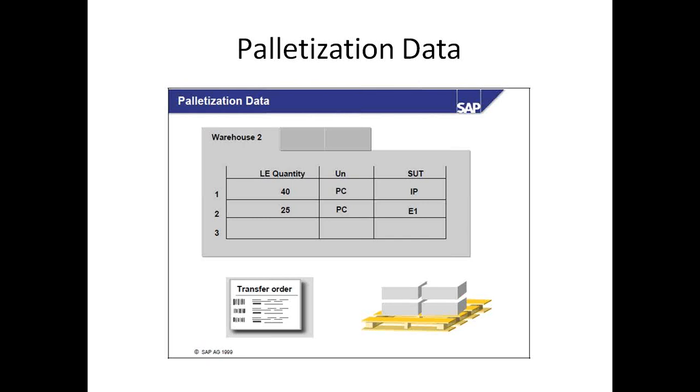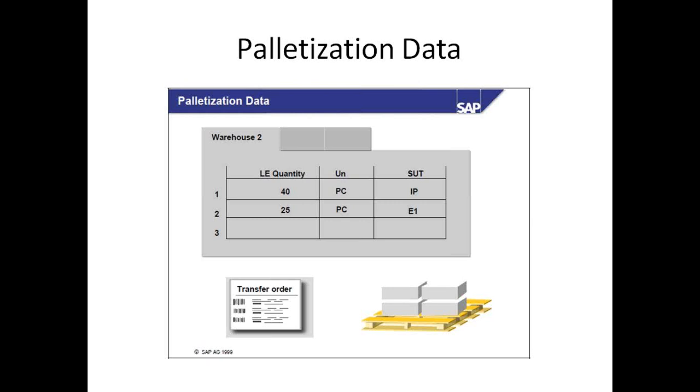And 25 pieces are allowed in E1 kind of a storage unit type. IP is like a pallet, E1 is like a bin with a height of 1 meter in standard. So these are all the standard storage unit types we define. It's already been defined in SPRO, and IP is actually a pallet, and E1 is some storage bin with a height of 1 or 2 meters. So 40 pieces are allowed in this pallet, and 25 pieces can be allowed in this bin of 1 meter height storage unit type.